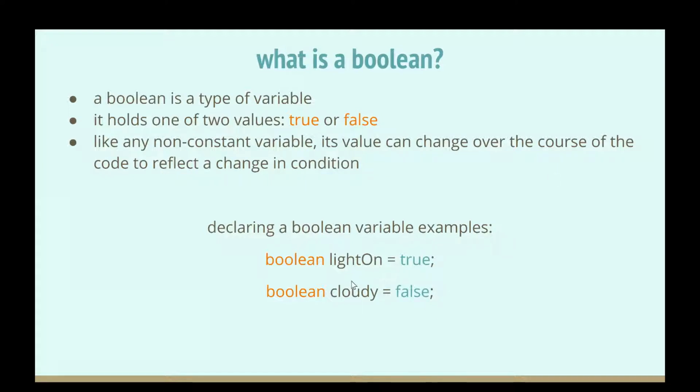So basically, it's just a variable that can hold a true or false value. These are just two examples of Booleans. One is light on, which can be true, or cloudy, which is false.